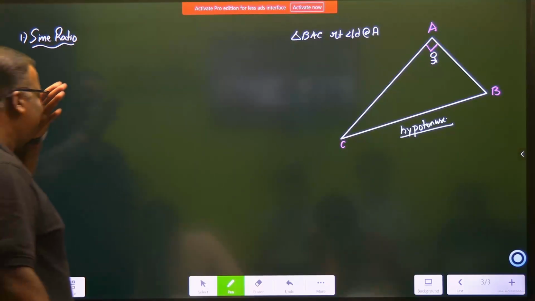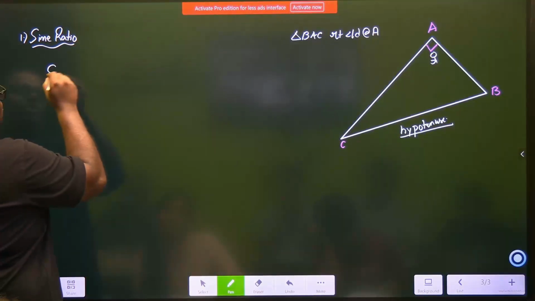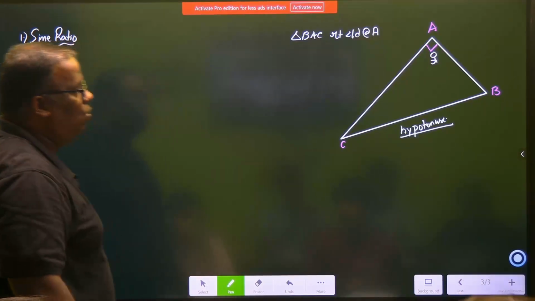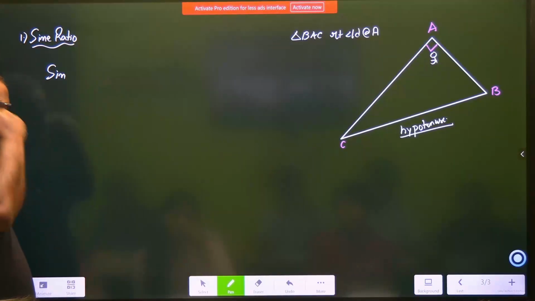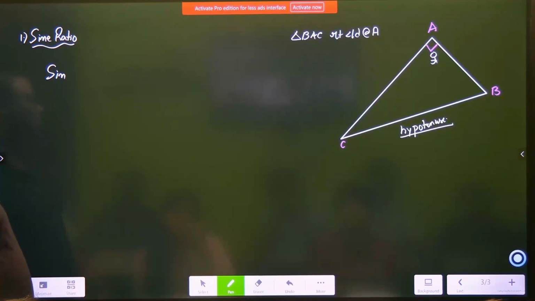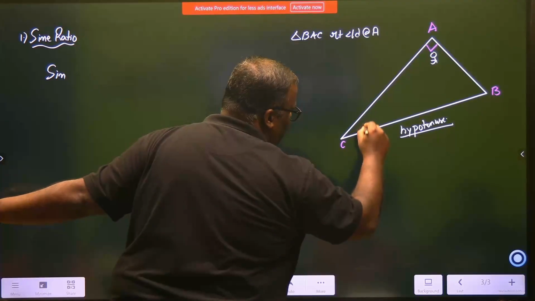Hypotenuse. Okay. So the sine ratio: in order to take the sine ratio, we should take the sine ratio of a particular angle. Now we don't do this for 90 as of now. So we are left with two more angles, angle C and angle B. Let's say we start with angle C. So this is angle C.